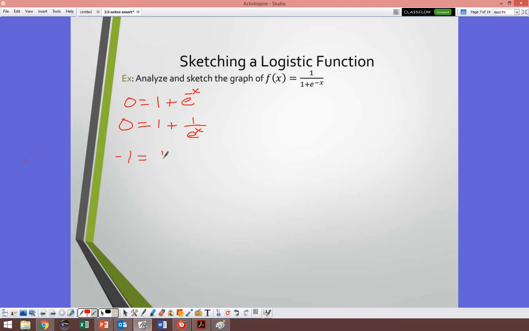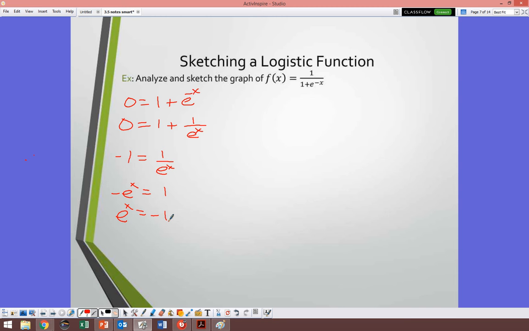what's that going to be? 1 over e to the x, multiplied out, so it's negative. e to the x equals negative 1. Natural log. Actually, did I do this one wrong? No, I did it right. We just do natural log now, right?